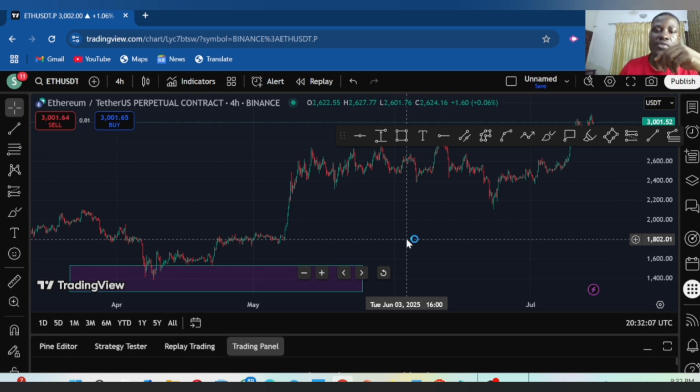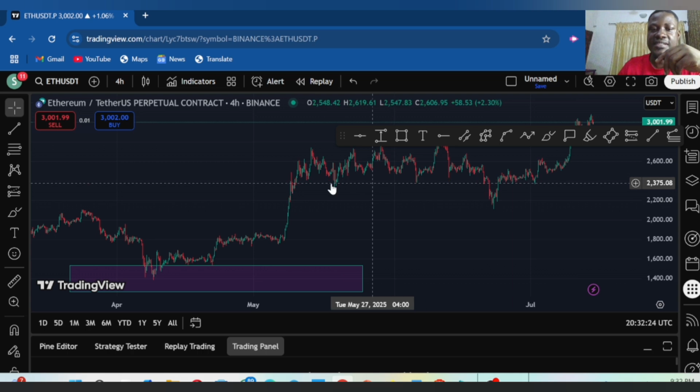2 to 3 touches, or let me just say 2 to 3 turning points. So the market must have bounced 1, 2, 3 at those levels before we will say, oh wow, this zone is a support zone. All right, so now look here.